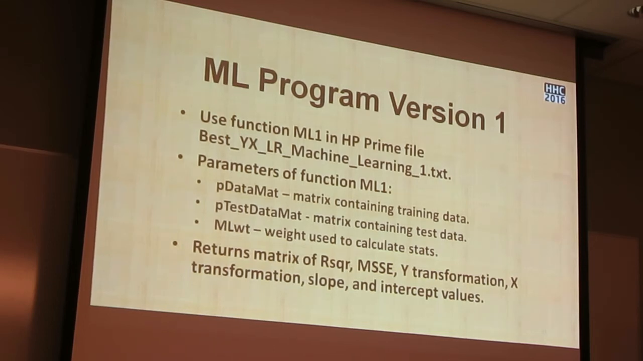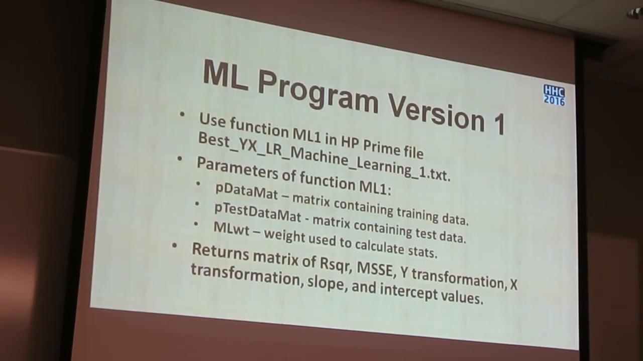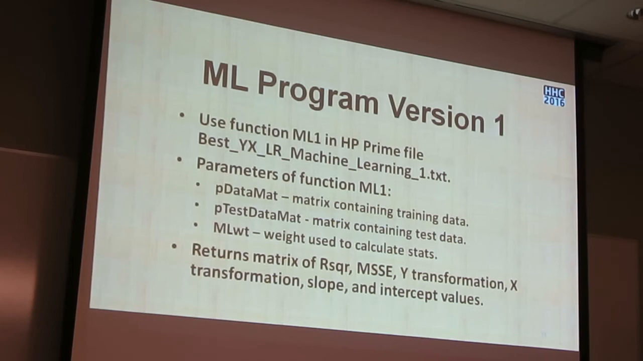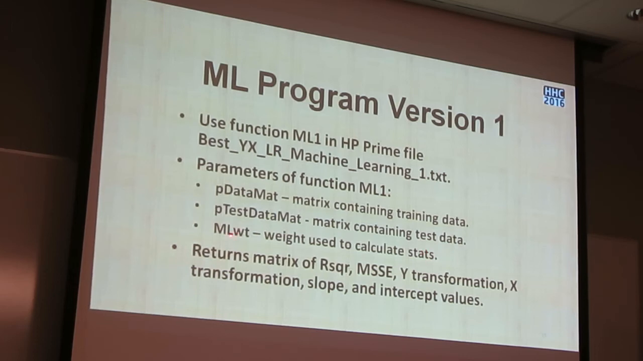I have two versions for the machine language. The first one is in this file, and it's called ML1, and has 3 parameters. pDataMat is the matrix that has the training data. pTestDataMat has the test data. And MLWeight is the weight used to calculate the statistic. This weight tells us how much we lean on the training.